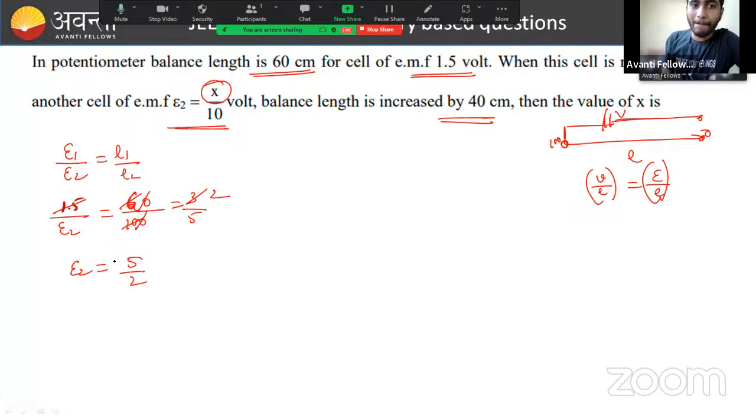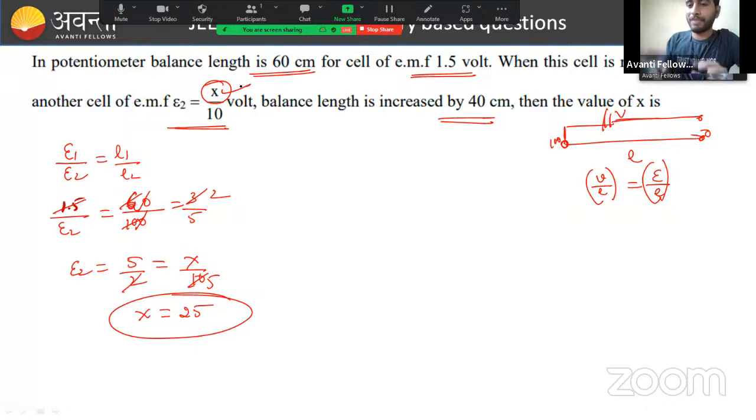But they gave the value of E2 also, that is X by 10. Correct? Hence 2 ones are 2, 5s are 5, will be multiplied by 5, meaning the X value will be equal to 25. So E2 value will be 25 by 10. X value is 25.